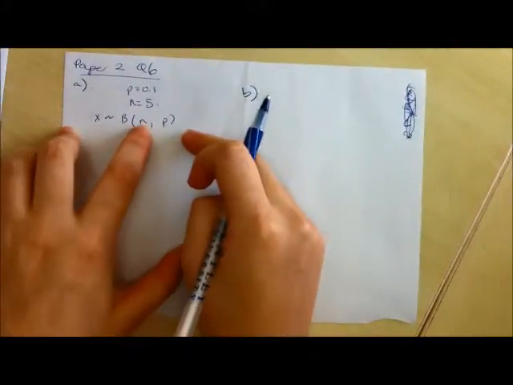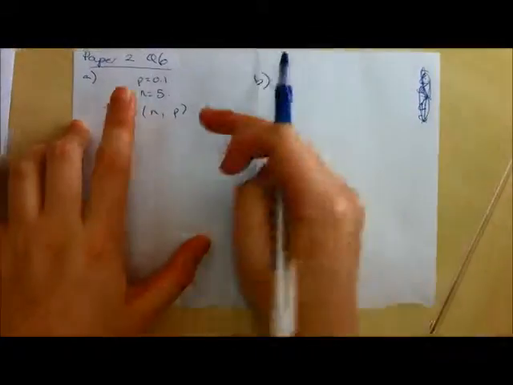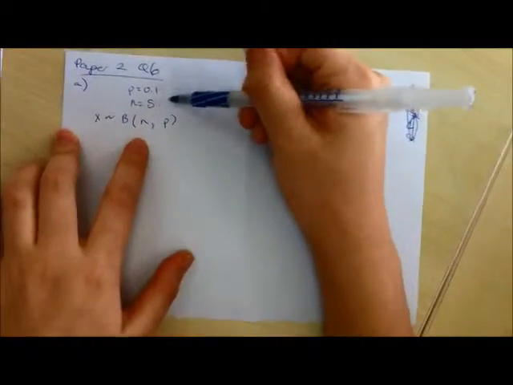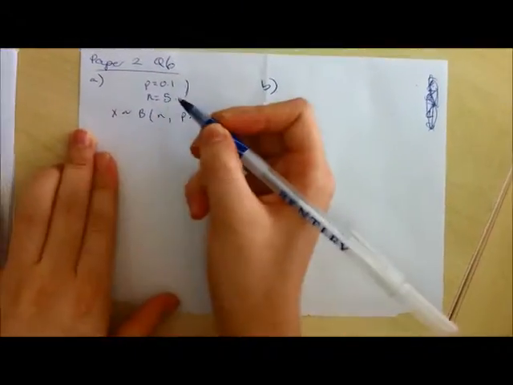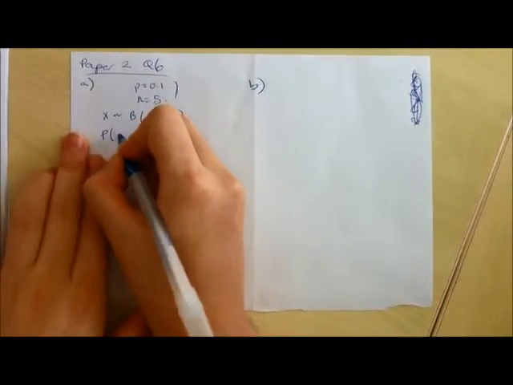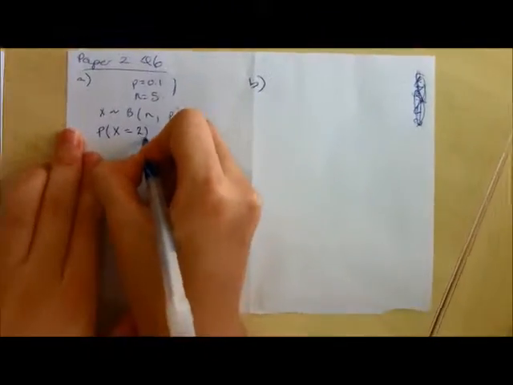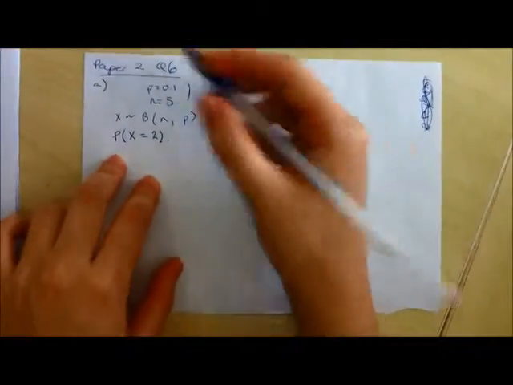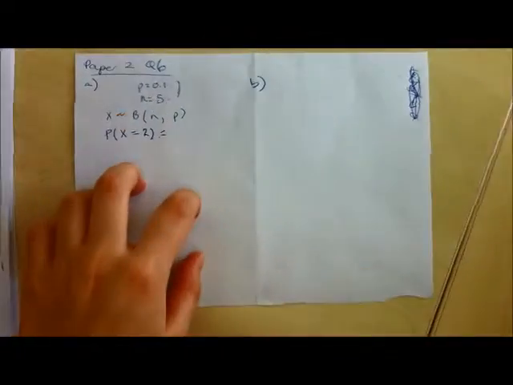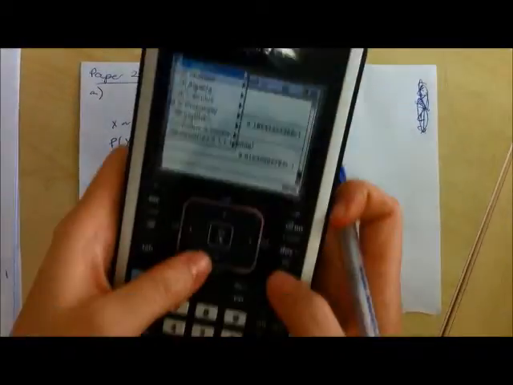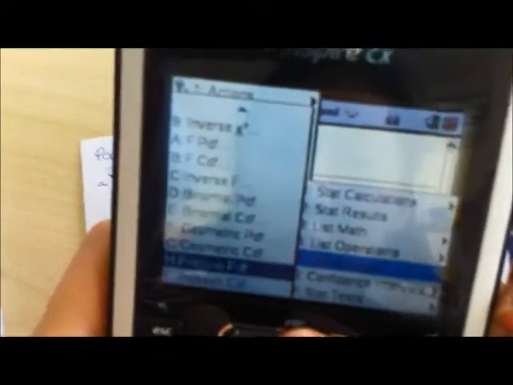this. So we have to find the n and the p, where n is the number of trials, and p is the probability of success, which we have already found out from here. So if we use that, then we can get the probability that the train is delayed exactly twice, where x is 2, is equal to statistics, distributions, binomial PDF. N we know is 5, probability of success we know is 0.1.